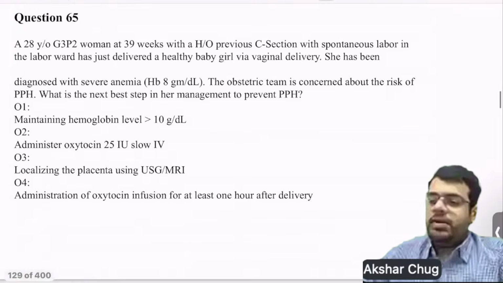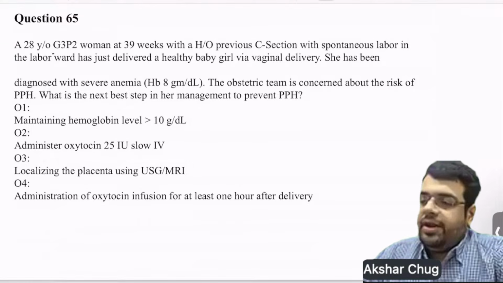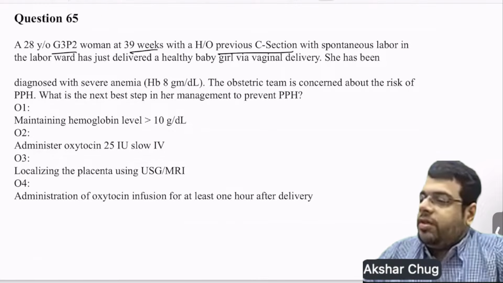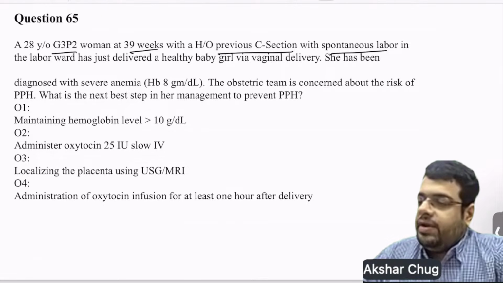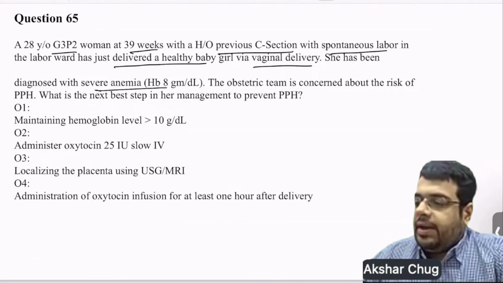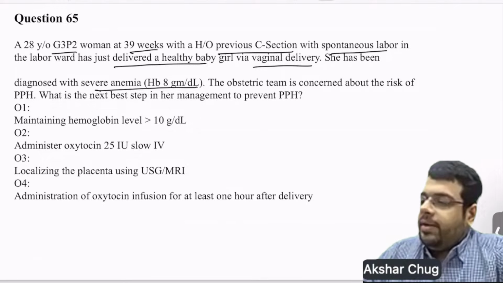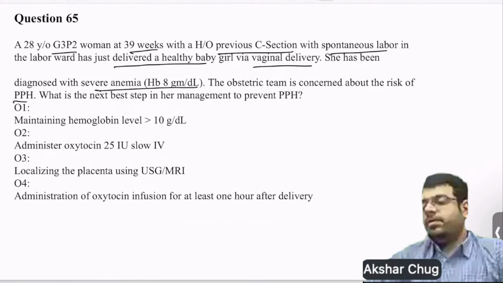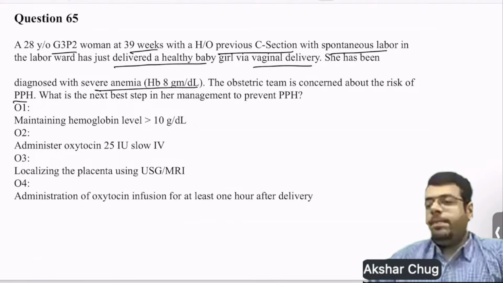The next question: a 28-year-old G3P2 woman at 39 weeks, with spontaneous labor in the labor ward, has just delivered a healthy baby girl via vaginal delivery. She has been diagnosed with severe anemia. The obstetric team is concerned about the risk of PPH. What is the next best step in our management to prevent PPH?